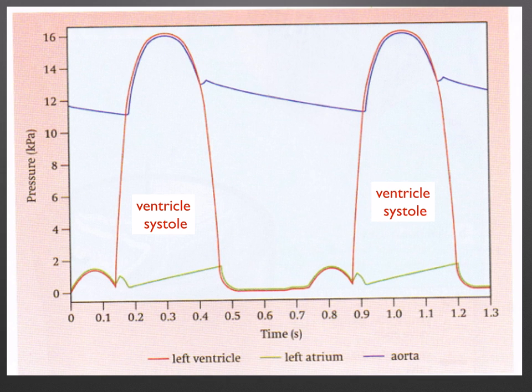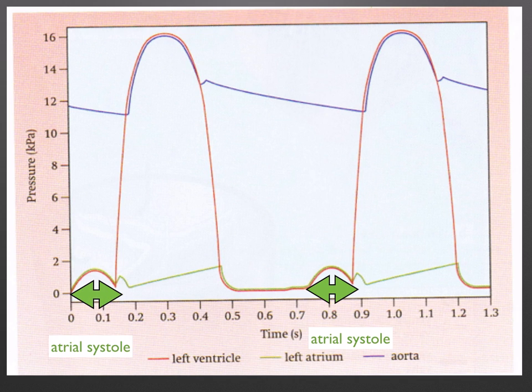As you guessed it, those two peaks there, that's ventricular systole. What about atrial systole? This occurs just before ventricular systole, so it's the little bump before the big bump. So now that we've identified ventricular and atrial systole, we need to identify what's happening in the atrioventricular valves.